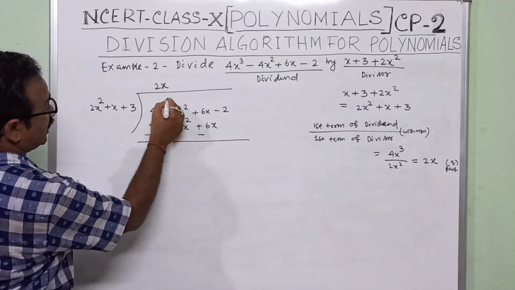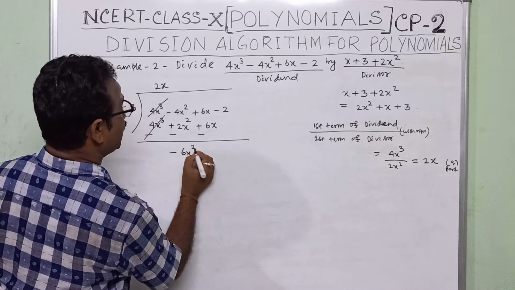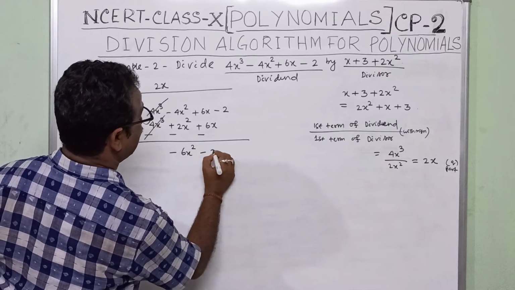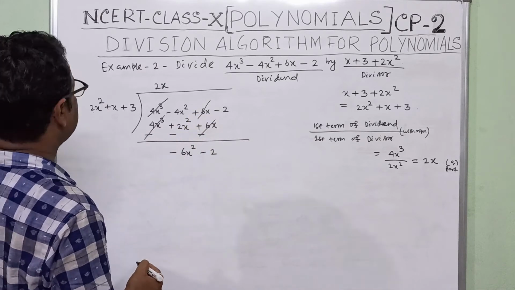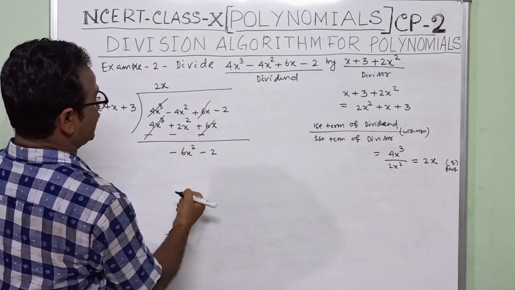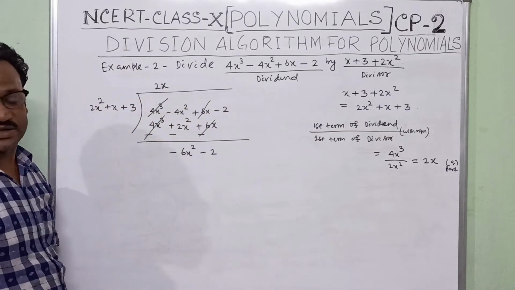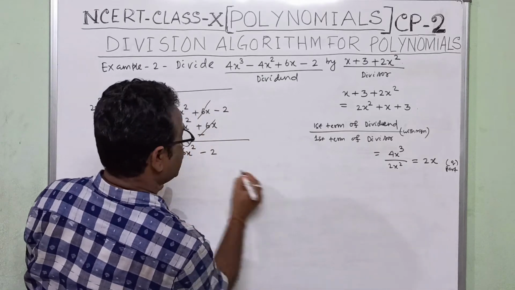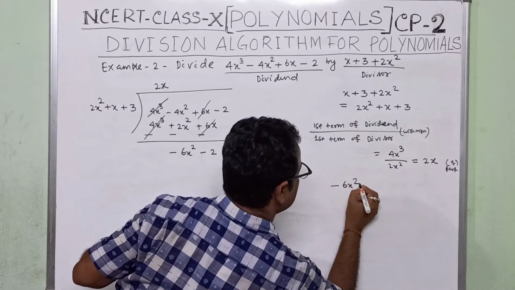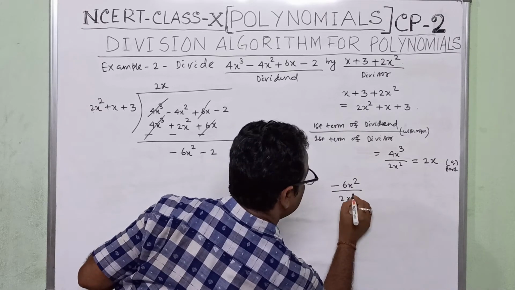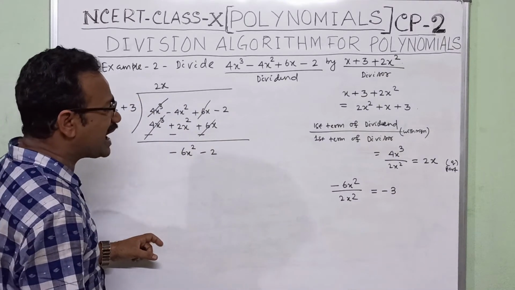Sign change. So 4x cube minus 4x cube cancelled. Now we get minus 6x square. Here directly we are getting minus 2. Plus 6x minus 6x cancelled. Now move on to the next. What do we get in the quotient part? Here is your 6x square. Second part: minus 6x square by again 2x square, that is equal to minus 3. We are getting minus 3.